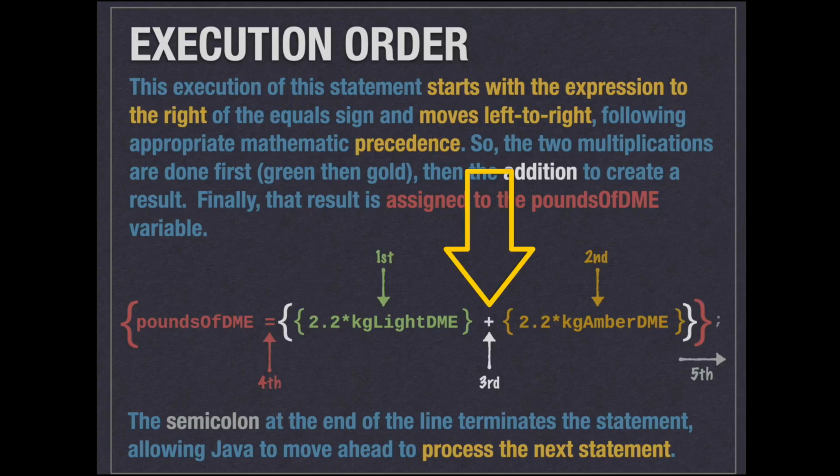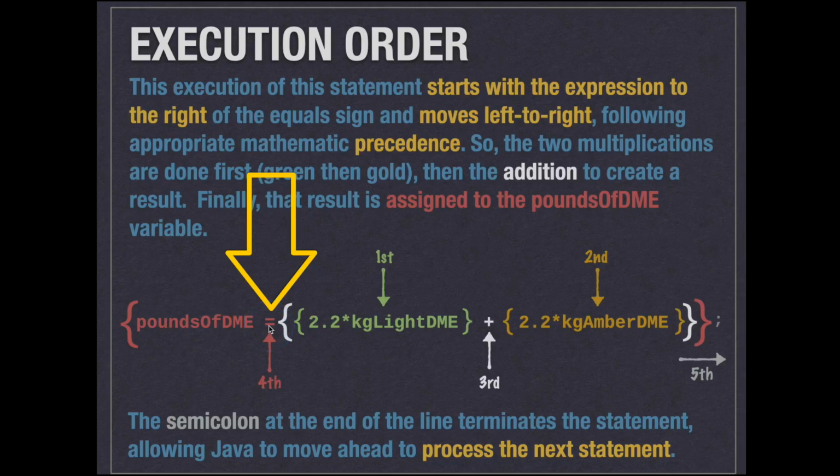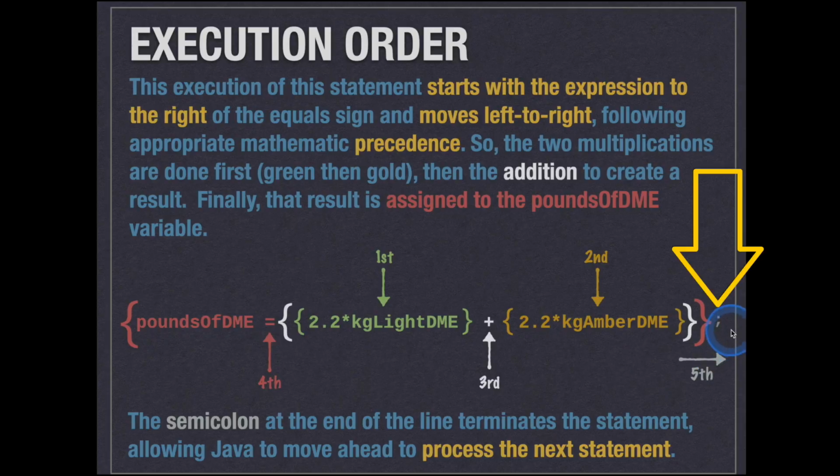at which point it's completed processing the right-hand side of the equal sign. It has fully executed the expression that we've put there. So the next step is to move on to whatever operator is here, which is the equal sign, the assignment operator. So as the fourth step, it puts that result into the variable that you've created. And then as a fifth and last step, it's done, semicolon, moves on to the next statement.